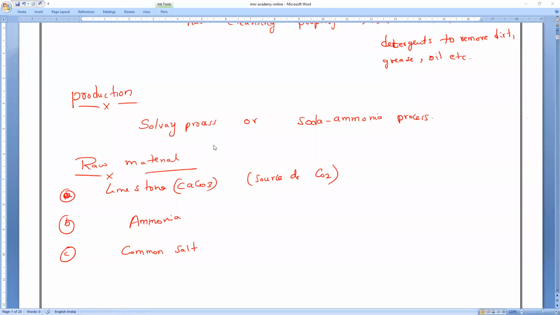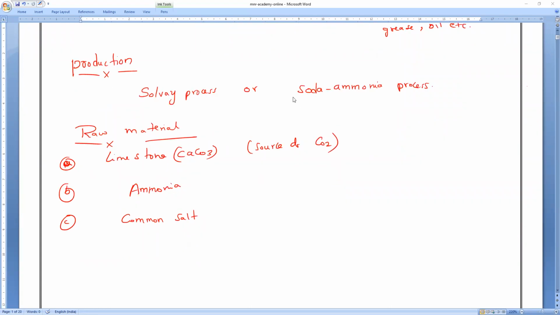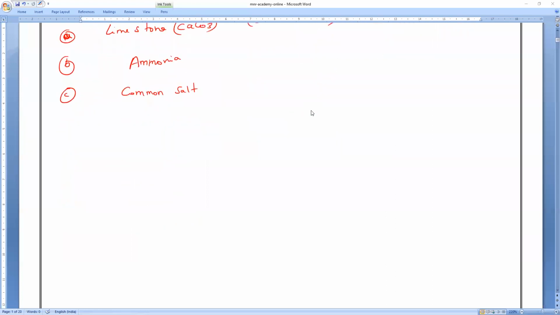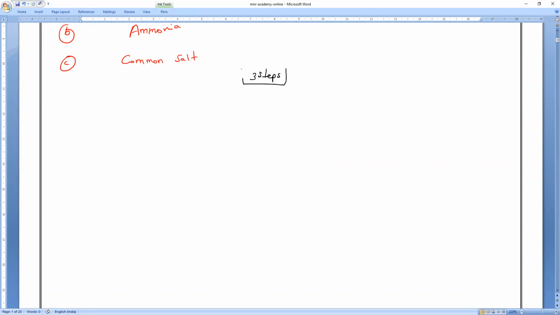So now, if you observe very carefully here, we are going to see what the preparatory steps of this process are. What are the steps involved? So totally this manufacturing process involves 3 steps. How many steps are involved, everybody? 3 different steps. Okay. So the first step is formation of sodium hydrogen carbonate.